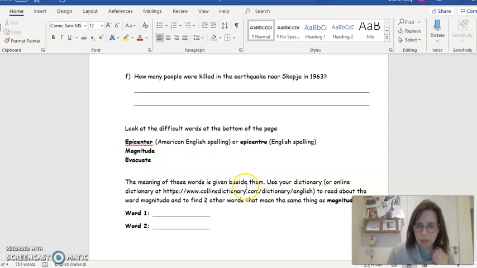Use your dictionary or your online dictionary, if you remember doing that, to read about the word magnitude. So I want you to find the word magnitude in the dictionary, okay? And to find two other words that mean the same thing as magnitude and write down what those are. Okay, that's the next part.